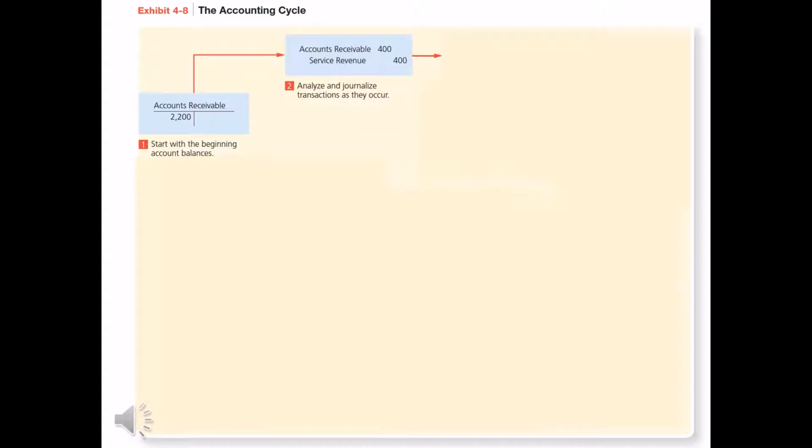The second thing that happens in our accounting cycle is that transactions occur. As those transactions happen, we post journal entries into our general journal. If we were running a manual bookkeeping system, once a day or once a week, we would post our journal entries from our general journal into our accounts. Here again, we see a T account representing our general ledger account for accounts receivable.